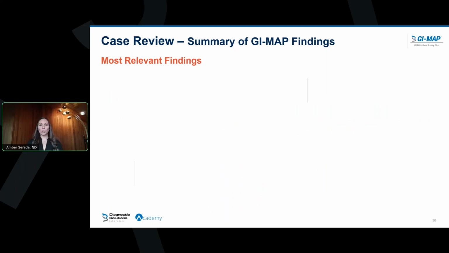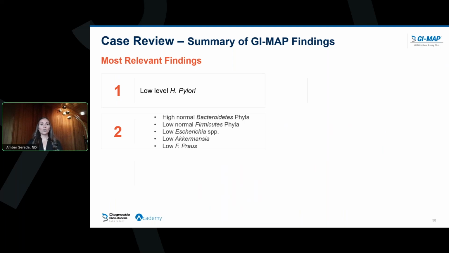So let me just summarize our most relevant findings before I go into the treatment plan and what I was thinking about building this treatment plan. So we had a low level H. pylori, but as I mentioned, in this case, I'm thinking it's on the commensal side, so not on my top priority list to treat. In the normal flora, we had high normal Bacteroides phyla, low normal Firmicutes phyla, low Escherichiae, low Akkermansia, and low Faecalibacterium.